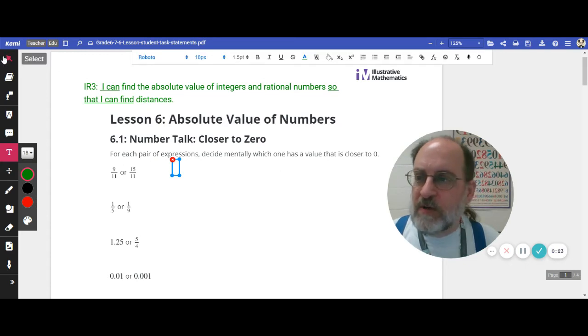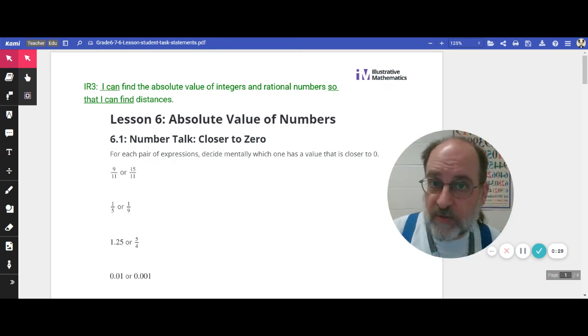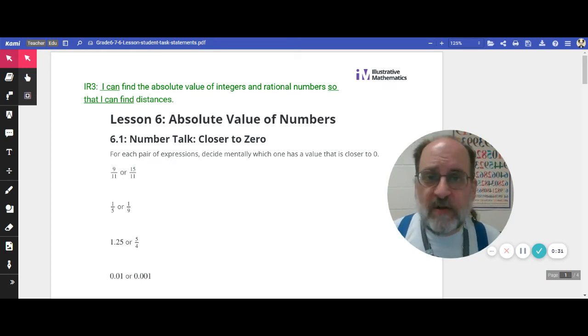So what we want to do here is that for each pair of expressions, we want to decide mentally which one has a value that is closer to 0. So pause the video, take a minute, circle the ones that are closer to 0. What I would like you to do is make sure that you're not only circling answers, but you're writing down reasons as well. And I'll write down a couple of examples here.